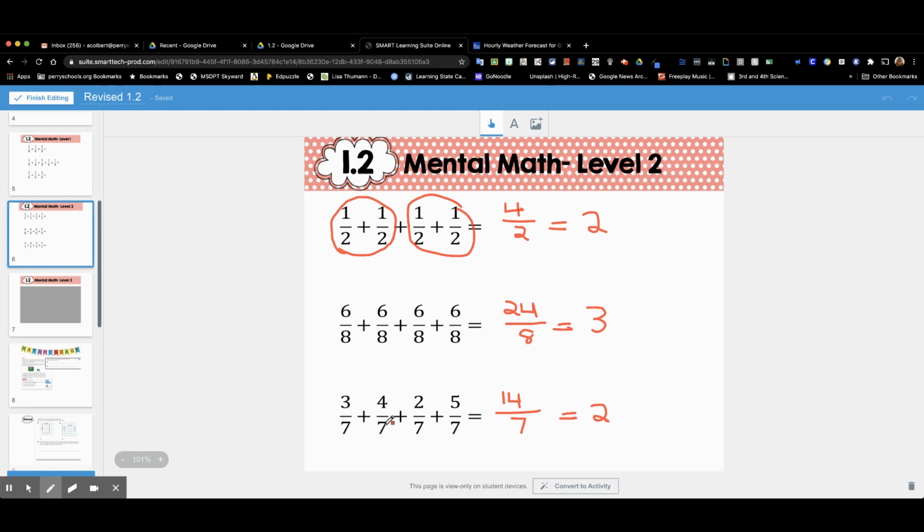And then finally, the bottom one, I see 4 plus 3 is 7. 5 plus 2 is 7. So 7 and 7 is 14. And 14/7 is 2.